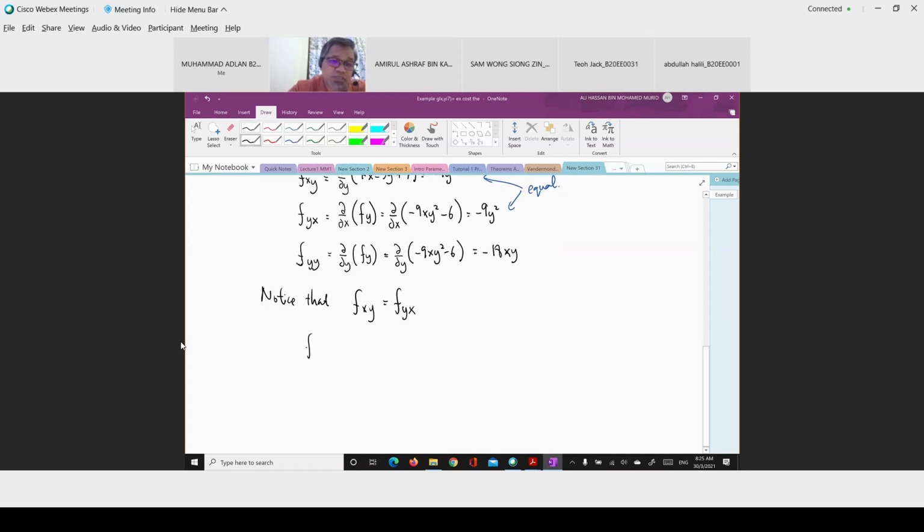If I continue, suppose I want to calculate f partial x partial y. What is it? That means we want to find the partial derivative of f partial y with respect to x. We have already obtained f partial y above, which is minus 9y squared. So the answer is minus 18y.